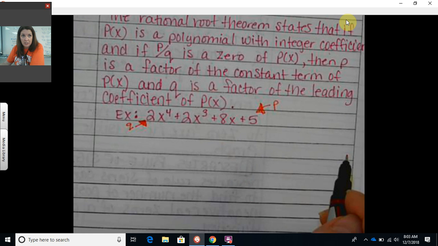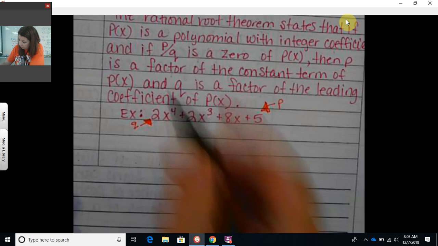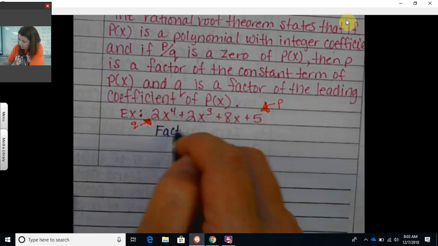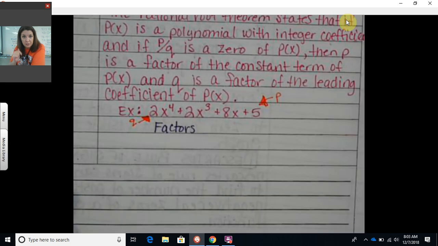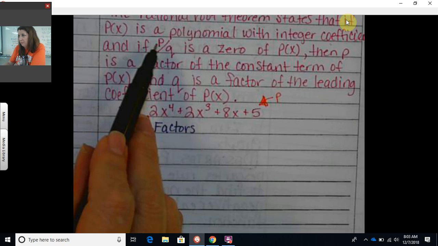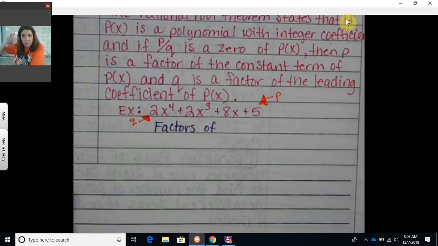So first thing you do is find your factors. It doesn't matter if you find the factors of P or Q first, but I do factors of P first because in the end you have to do P divided by Q. And the way I set it up, the P's are on top of the Q's. It just makes more sense to me.